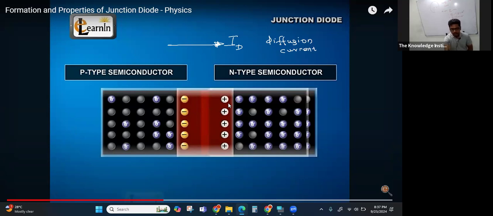As soon as electrons and holes are diffusing, as there is a diffusion current, there will be a small built-in electric field, right? There will be a built-in electric field. So here I'll explain the part.